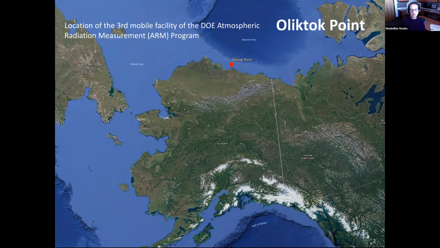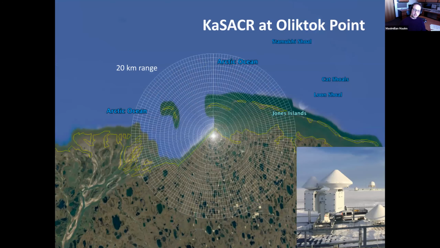So the first topic is we look at the spatial variabilities from a scanning cloud radar. We have this cloud radar located just at the shore at Oliktok Point, and this is the 20-kilometer range, the coverage of that cloud radar. So the question is, how are cloud and precipitation properties different over the ocean than over the land?